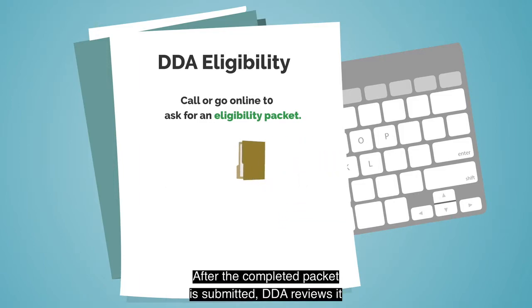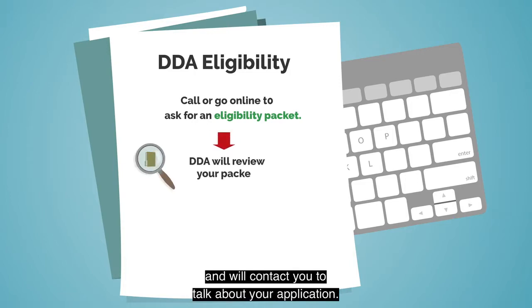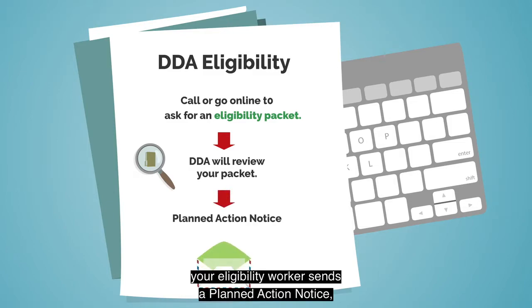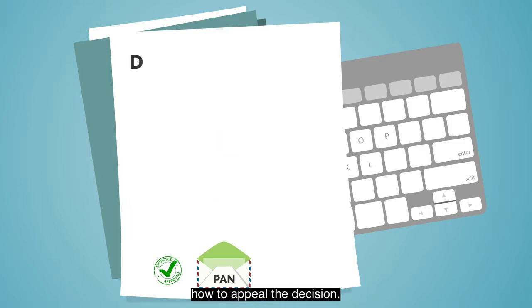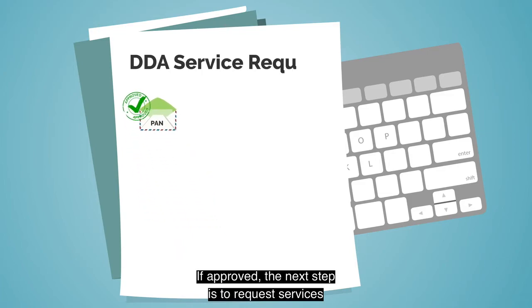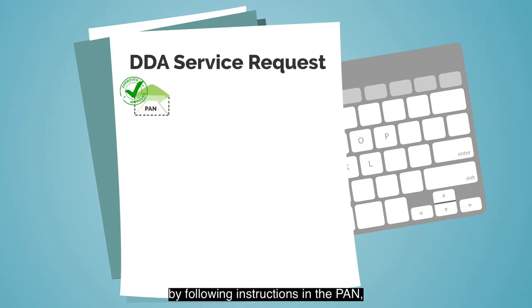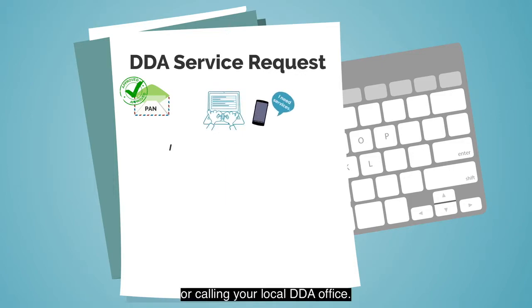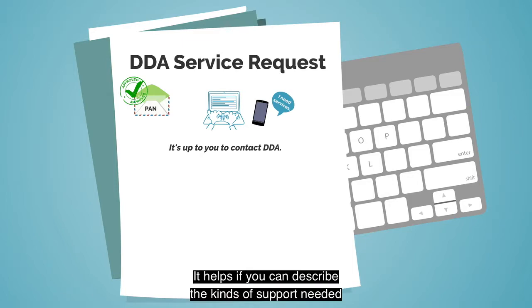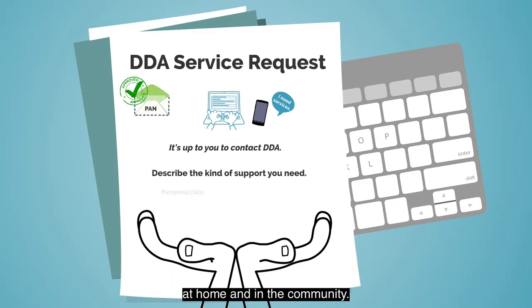After the completed packet is submitted, DDA reviews it and will contact you to talk about your application. When a decision is made, your eligibility worker sends a Planned Action Notice, or PAN, to let you know if you have been approved or denied eligibility for DDA. If there's a denial, the letter explains how to appeal the decision. If approved, the next step is to request services by following instructions in the PAN, using the Service and Information Request web form, or calling your local DDA office. It helps if you can describe the kinds of support needed at home and in the community.